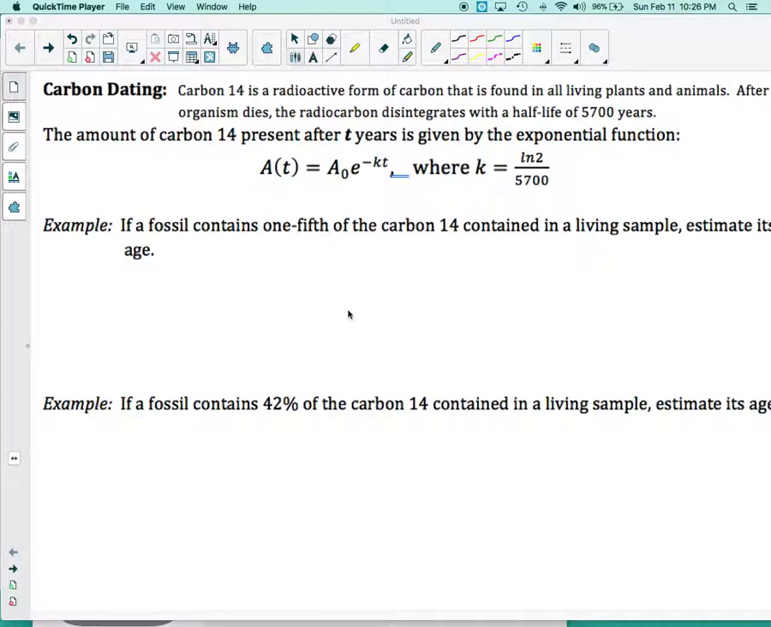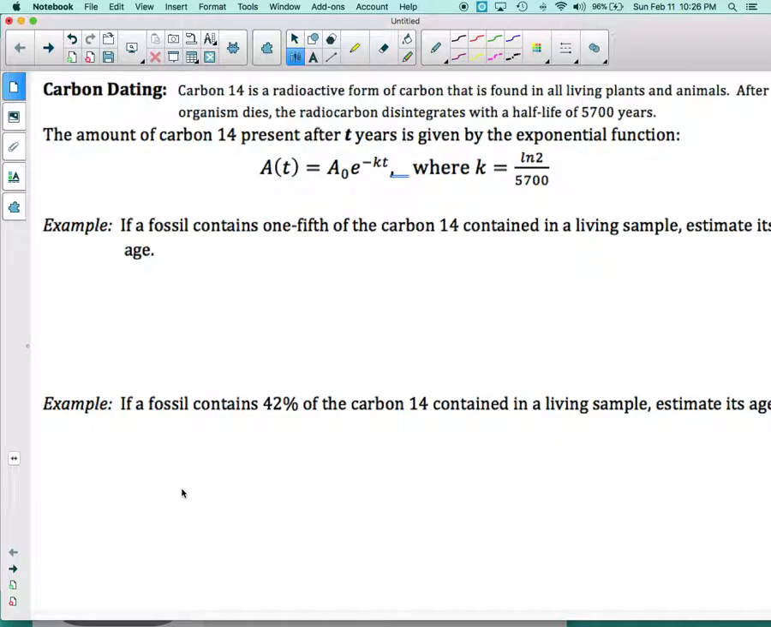Alright, here with another set of videos. This one's over the applications of logarithms. The first application that we're going to look at is carbon dating, and it has to do with, of course, finding out how old really old objects like fossils are.